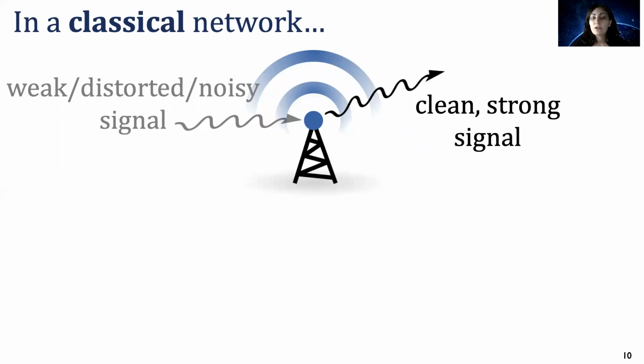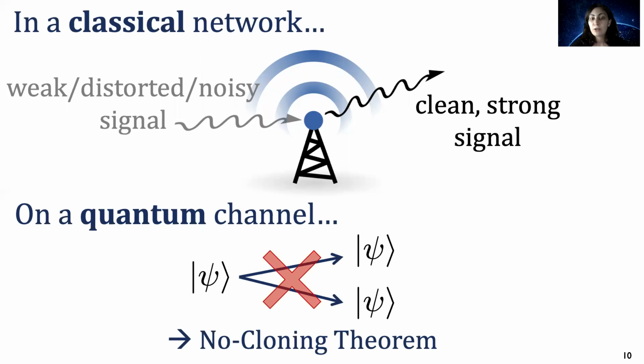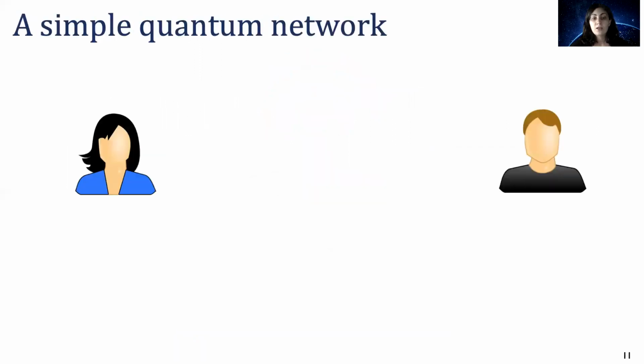One method of dealing with losses in a classical network is to use repeaters, which take in, as an input, weak, distorted, or noisy signals, and generate clean and strong signals. On a quantum channel, such an operation is prohibited. That is, one may not take an arbitrary or a non-quantum state and create an independent copy of it. This is a result that is fundamental in quantum mechanics and is known as the no-cloning theorem. So how can we help Alice and Bob transport quantum states to each other?